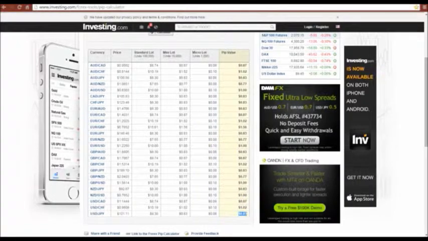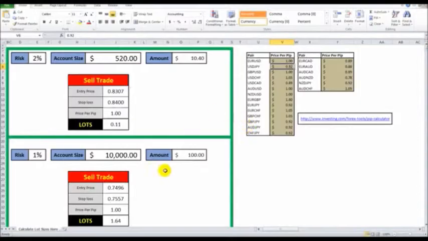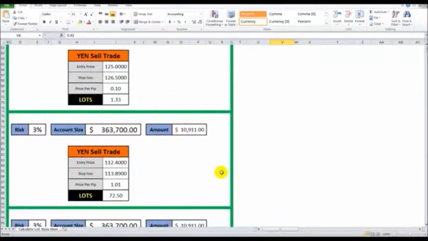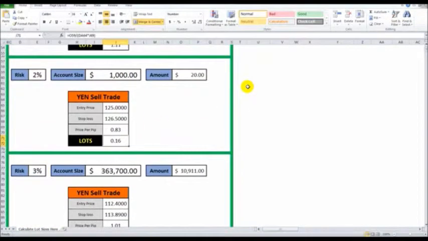So I'm going to go ahead and copy that in. Actually, I'll just write it in. So that 83 cents goes right here, 0.83, 83 cents a pip. So it's telling me that if I'm risking $20 and I've got my entry price at 125 and my stop at 126.50 and the yen is 83 cents a pip, I can risk 0.16 lots.